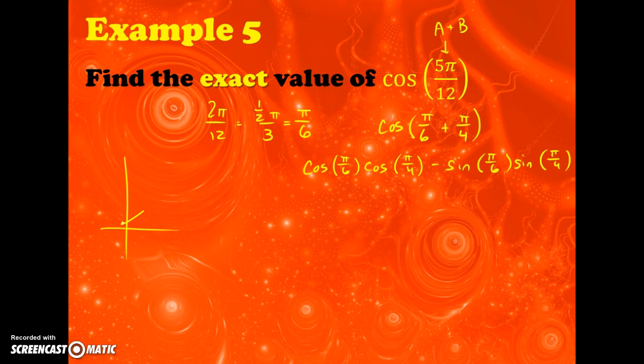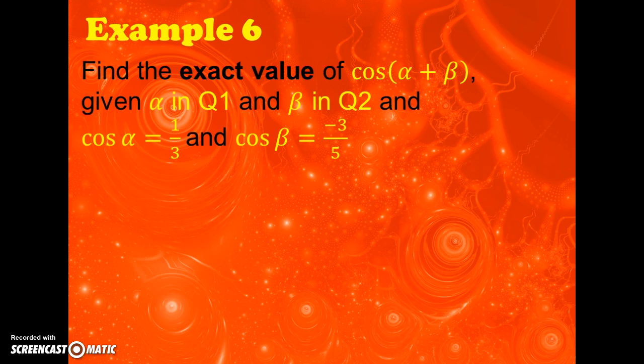And then just for quick reference, 180 divided by 6 is going to be 30 degrees, so that's my 1, my root 3, and my 2. My cosine is going to be root 3 over 2. My cosine of pi over 4 is root 2 over 2. 1/2, root 2 over 2, root 6 over 4, and root 2 over 4. That's my answer.